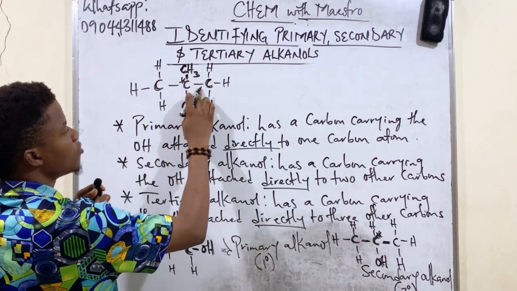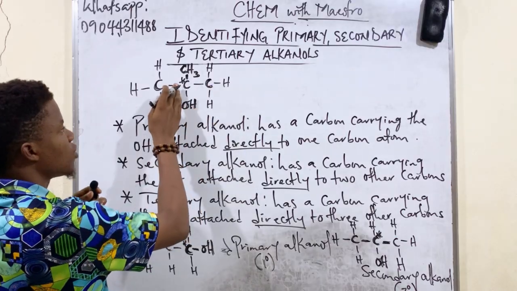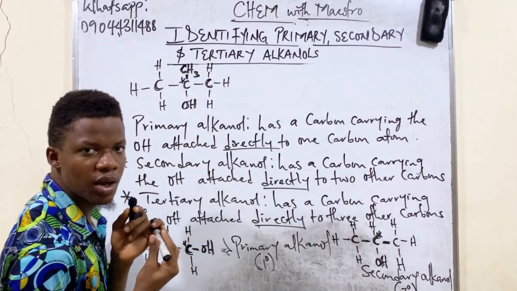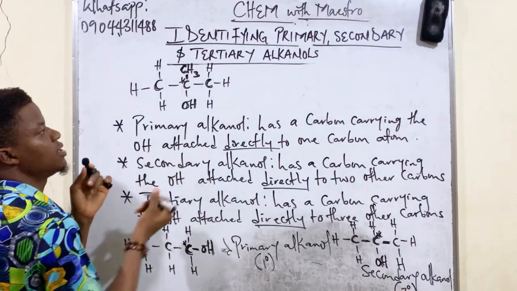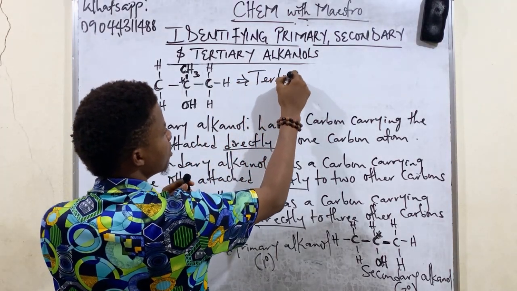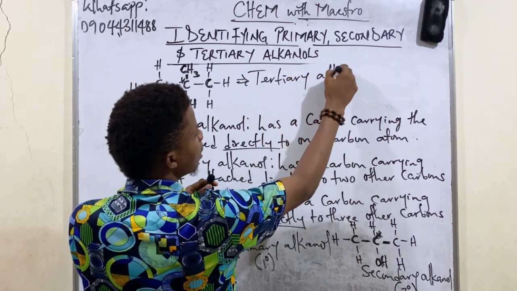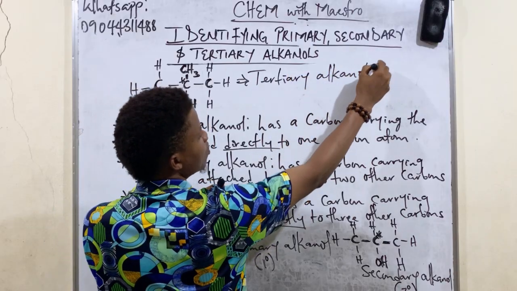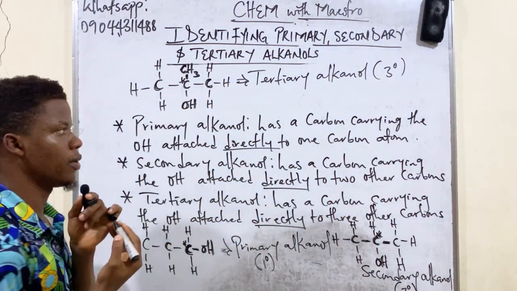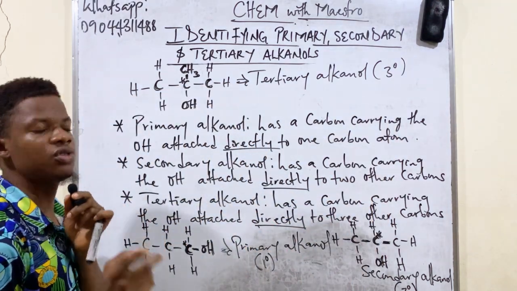So on the right, it's connected to a carbon. On the left, connected to a carbon. Above is connected to what? Another carbon. So this guy is a tertiary. This is a tertiary alkanol, also known as what? 3 degree alkanol.